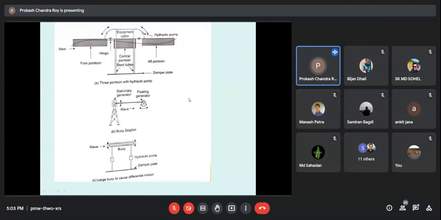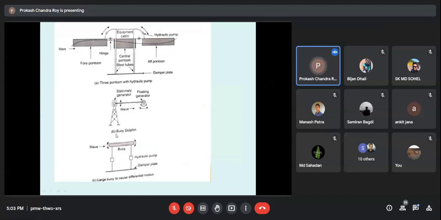Similarly, the same thing in a different way: if you consider this is basically the wave, this is the lower part, this is the upward direction, this is the downward direction. What will happen? There will always be some up and down motion. So here you will get the compression, here you will get the suction. Both things can happen using the same device, with the up and down motion.